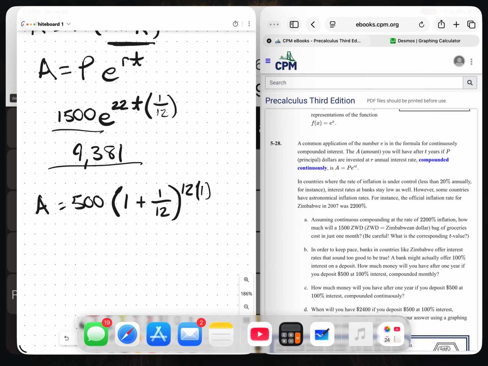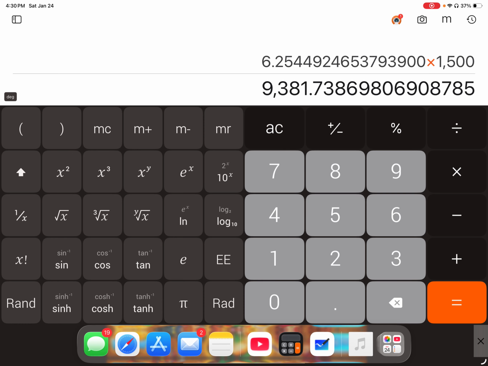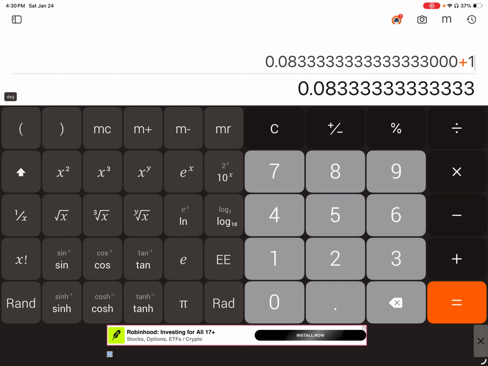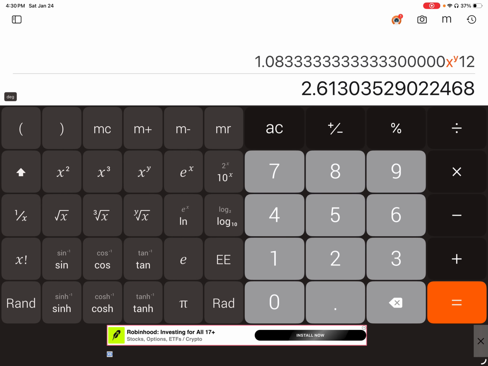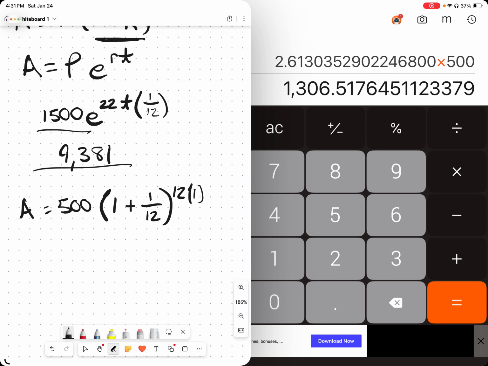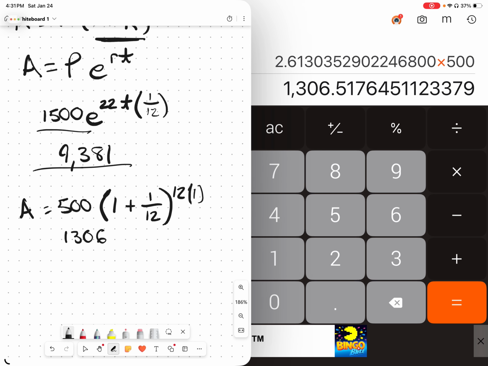Let's look at this on a calculator. So we have 1/12 plus 1, raised to the 12th, times the $500 that we put in. We now have $1,306. So our money is $1,306.